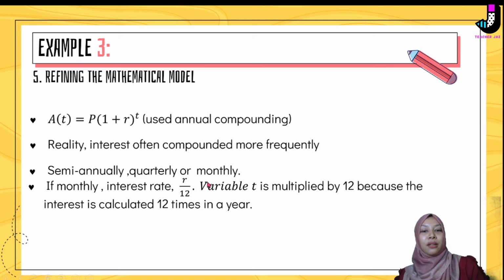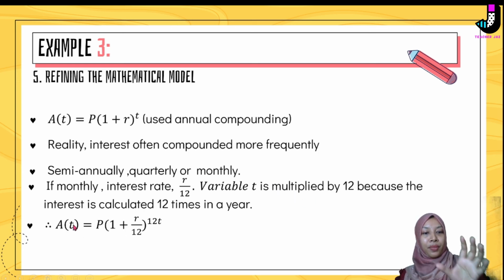Okay, but then the variable T here is multiplied by 12. Why? Because this is the years. Setiap tahun dapat. But then setiap dalam satu tahun tu dia dapat 12 kali. So that's why you have to multiply it by 12. Okay, perasan tadi ada satu variable that is n. N is the number of times the interest is compounded.